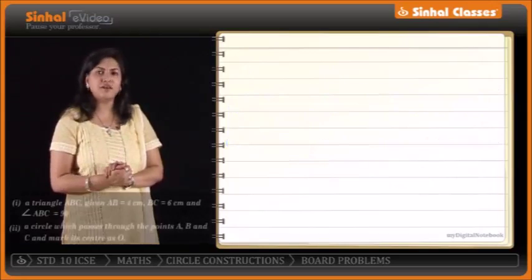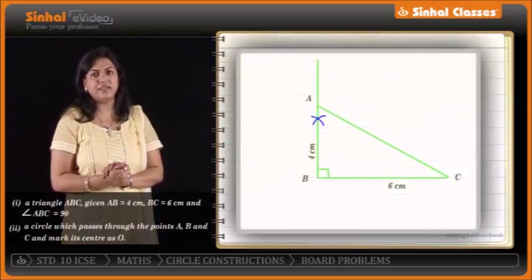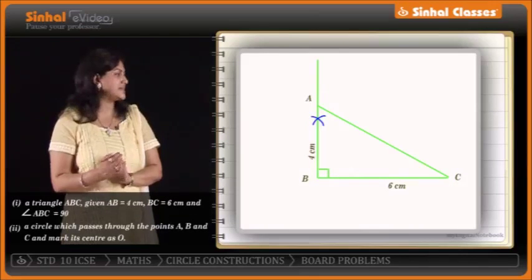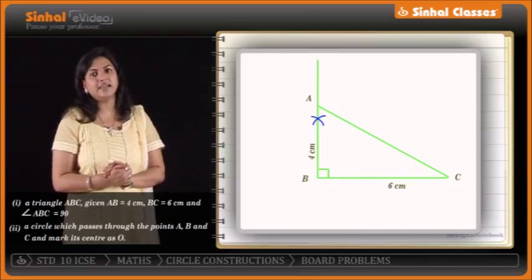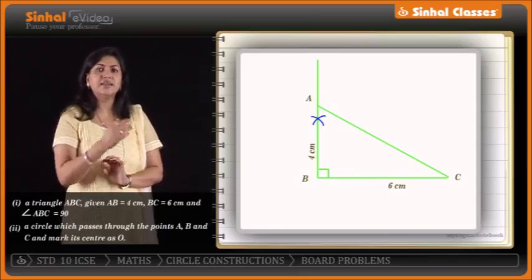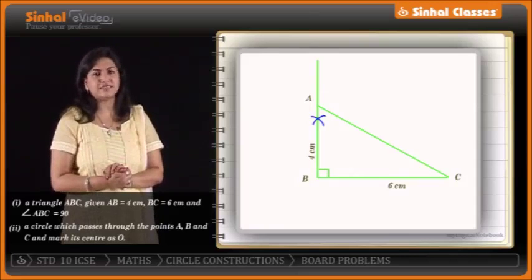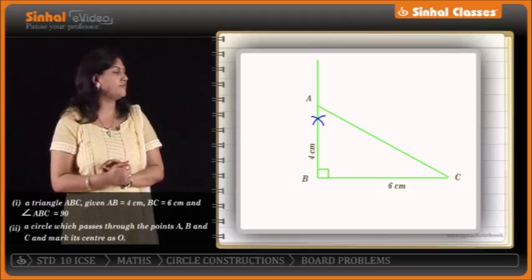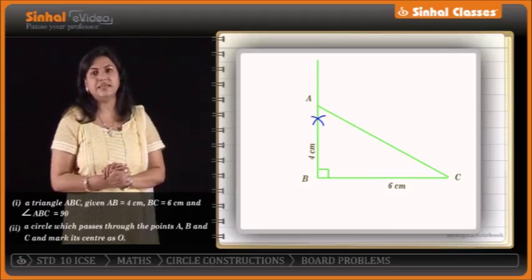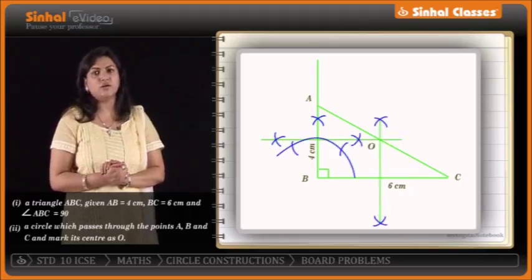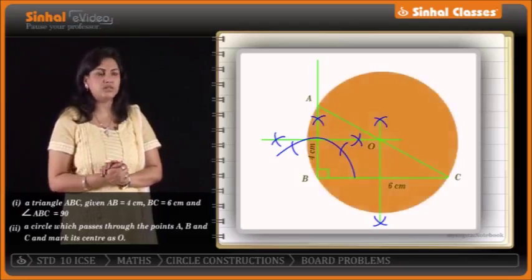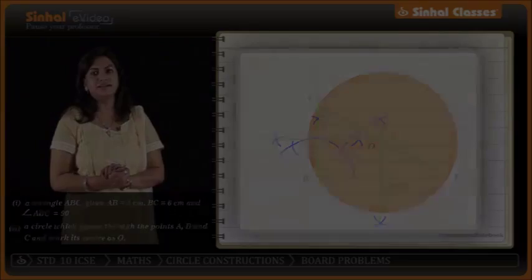Now in this, first we will draw the triangle ABC with AB as 4 cm, BC as 6 cm and angle ABC as 90 degrees. Complete the triangle ABC. Now draw the perpendicular bisectors of AB and BC. Let them meet at the point O. With O as the center and radius equal to OA, OB, OC, draw the circle.